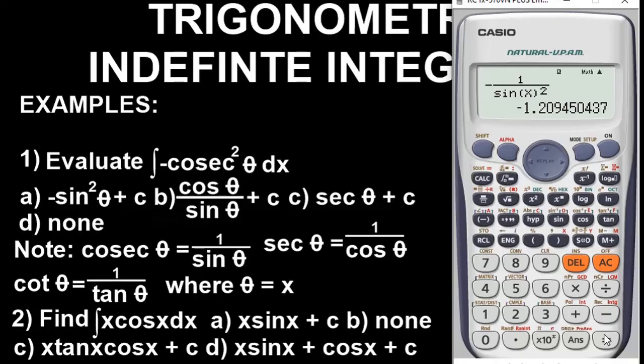So right now, to get our right option, we have to check each of these options. We have to differentiate them and see the one that gives us exactly minus 1.209. So any option that gives us this value will be our answer. Okay, so let's go ahead and do it now.